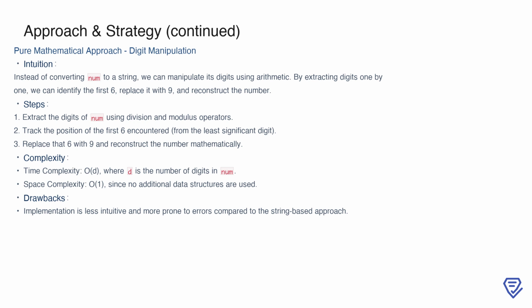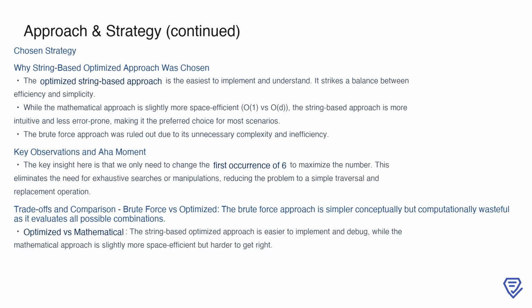The time complexity remains O(d), as we still need to process each digit. However, the added complexity in handling digits mathematically makes this approach harder to implement and debug, which can be a drawback in practice. Given these options, the chosen strategy is the string-based optimized approach. This method strikes the perfect balance between efficiency and simplicity. While the mathematical approach is slightly more space efficient, the string-based approach is much easier to implement and debug, making it the preferred choice in most cases.